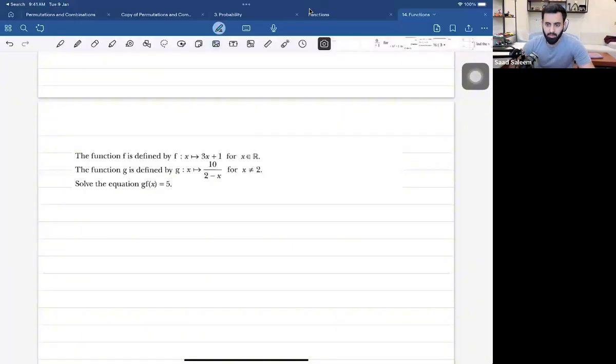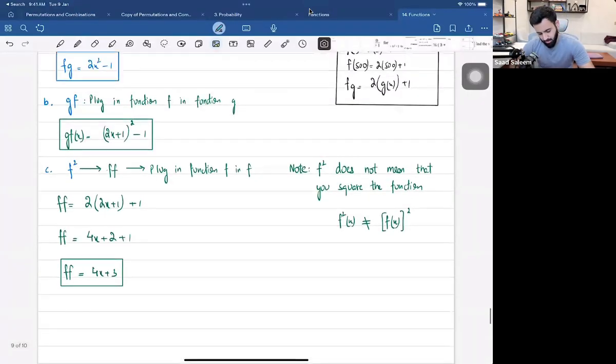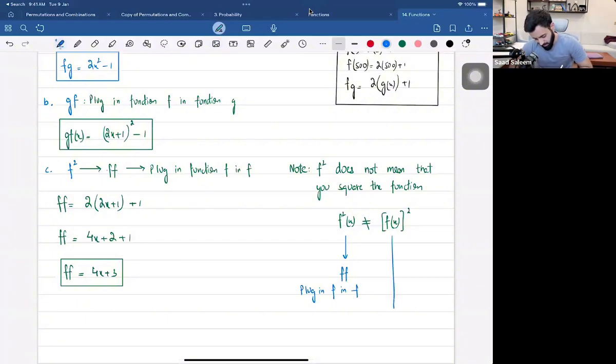What's the difference between the two f of x that you write under the note? Okay, I'll elaborate. This means ff, which basically means that you plug in f in f, okay? Whereas this means that you square f of x, okay? Clear?